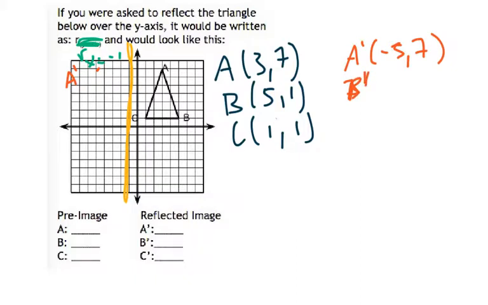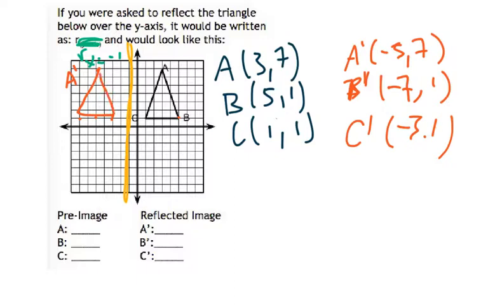So let's see, 1, 2, 3, 4, 5, oops, 6, right there. So B prime would be at negative 7, 1, and C prime is 2 units away, so there would C prime be, and C prime would be at negative 3, 1. And here's our triangle reflected over the line x equals negative 1.